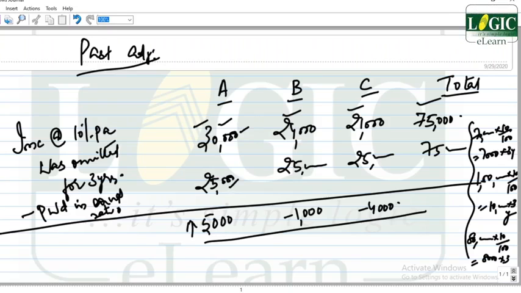Now this fellow should get only 24,000 but unfortunately 25,000 went to his hand, so he is currently in excess, so his capital should be brought down to the extent of 1,000.